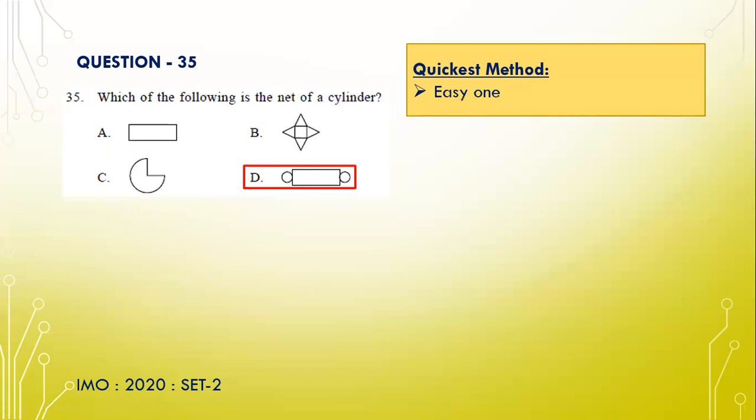Which of the following is the net of a cylinder? Again, easy question. So you unfold a cylinder. What you will get is two circles, the top and bottom circle here. And if you unfold the cylindrical part, it will become a rectangle, isn't it?